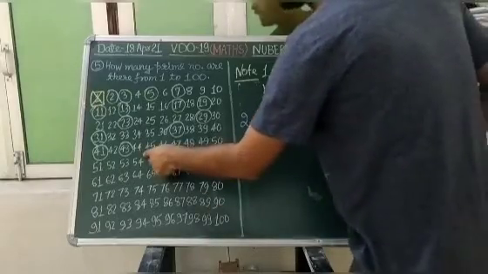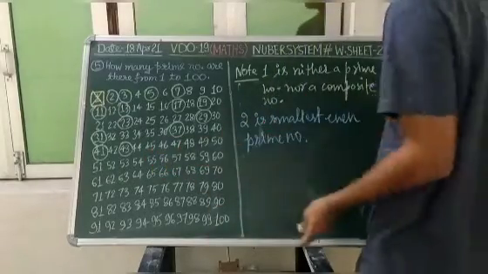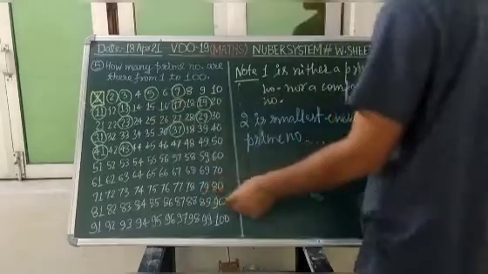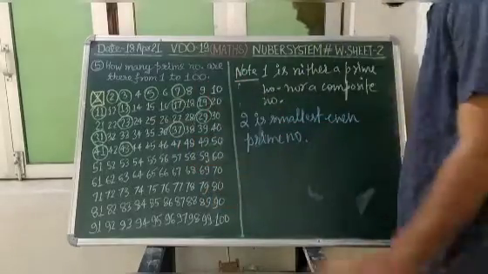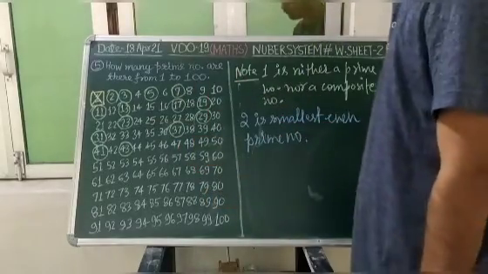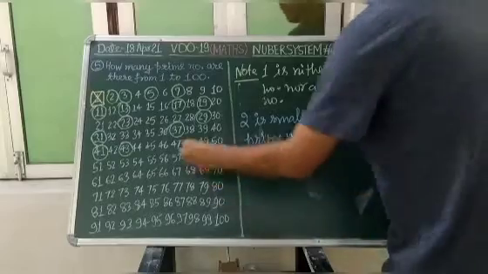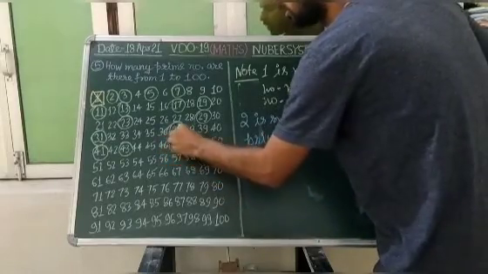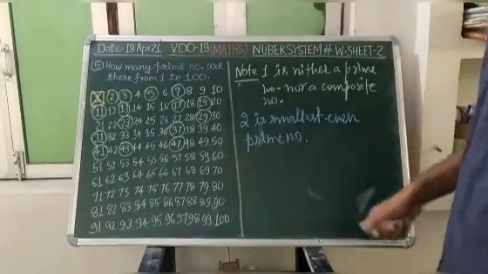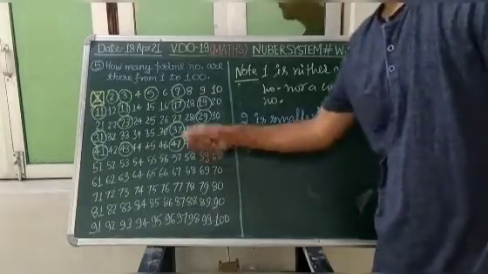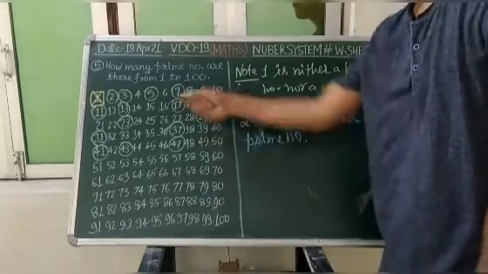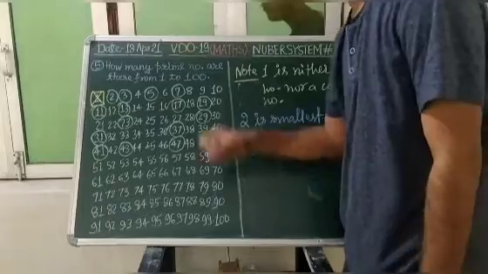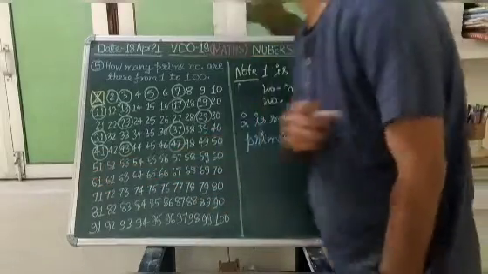44, 2 can divide it. 45, 5 will divide it. 46, 2 will divide it. 47, when you are selecting, you will look that 47 will be the prime number since it is only divisible by 1 and itself. 48, 2 will divide it. 49, 7 can divide it. 50 will be divisible by 10. 51.